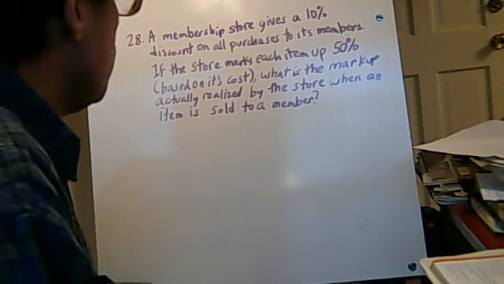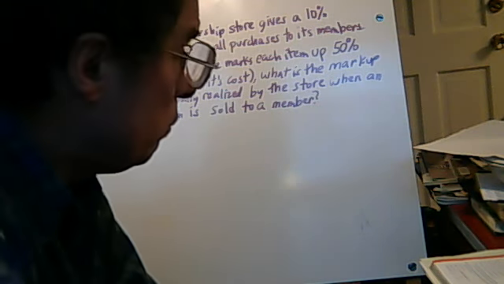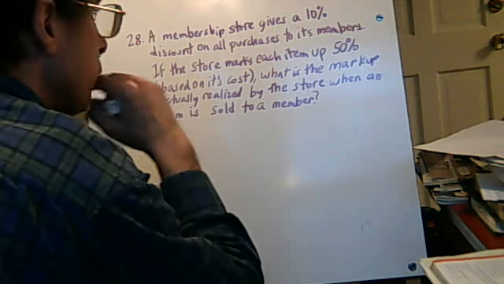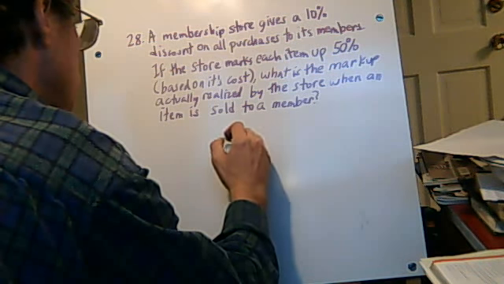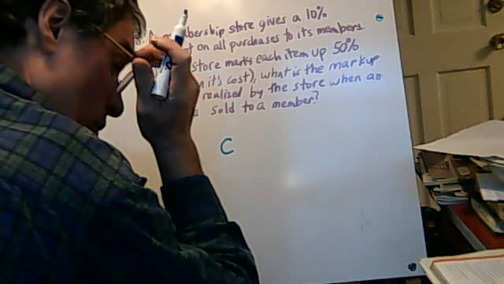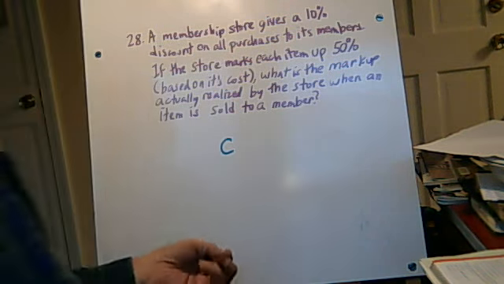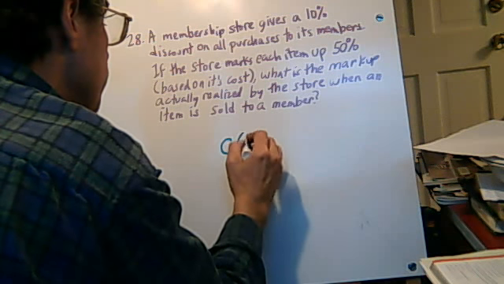The idea is that the store gets an item, I guess, at a certain cost. Call it C. They then mark it up by 50%, which means they multiply it by 1.5.